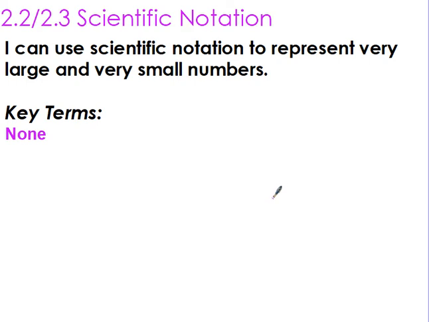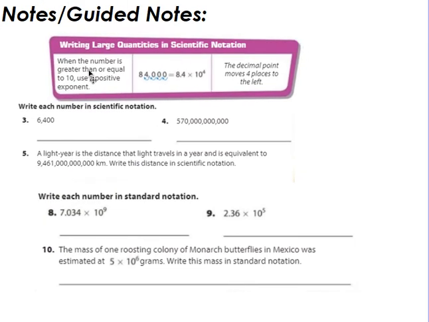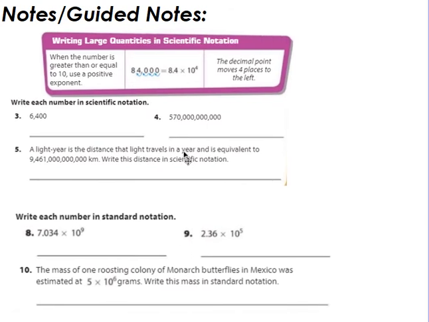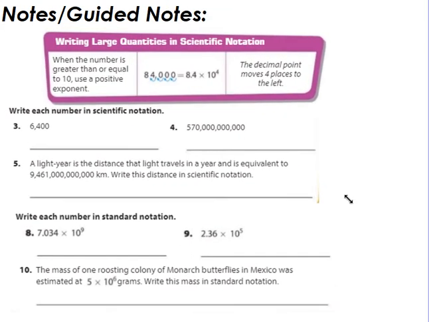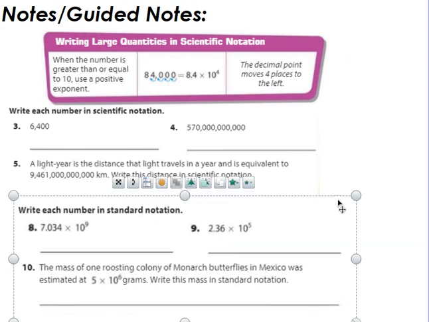Scientific notation is a way to represent very large numbers and very small numbers. It's just kind of a shortcut because people don't want to write all these zeros when we have them. So we're going to talk about what scientific notation looks like and how we convert to and from scientific notation.